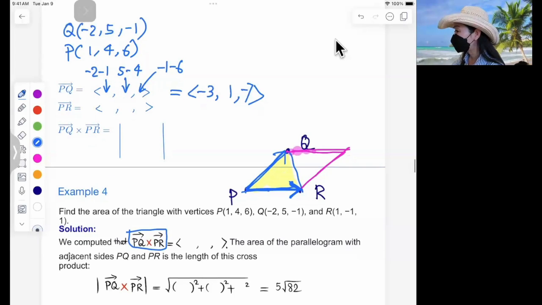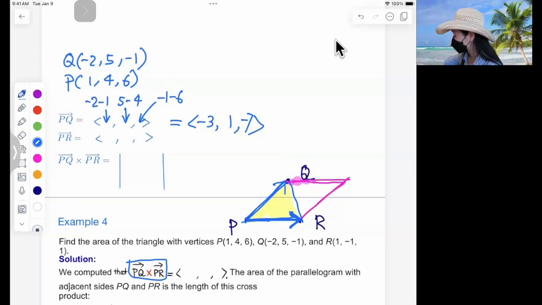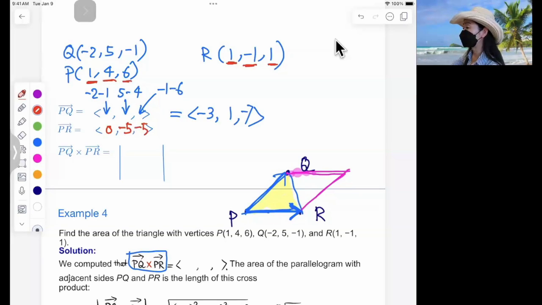And similarly, you can find PR. R here is going to be (1, -1, 1). So what is PR? You take the component of R and subtract the component of P. So 1 minus 1 is 0, -1 minus 4 is -5, and 1 subtracting 6 is -5. So you get this, right?